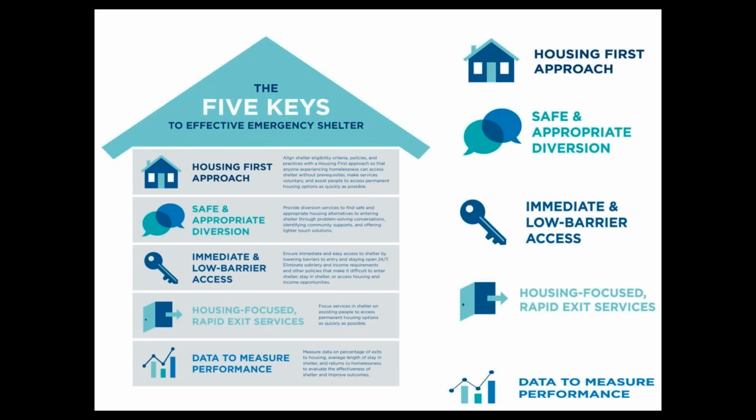Throughout the series, we've been talking about how to retool shelters by aligning your shelter with these 5 key elements. The 5 key elements to effective emergency shelters are, again, I'm sure you've seen this before, but just as a refresher, having a housing-first approach, practicing safe and appropriate diversion, ensuring your shelter provides immediate and low-barrier access, making your shelter housing-focused with rapid exits to housing services, and using your data to measure your shelter's effectiveness and make shelter design decisions. Again, many of the webinars that we have done in the past address many of these keys.